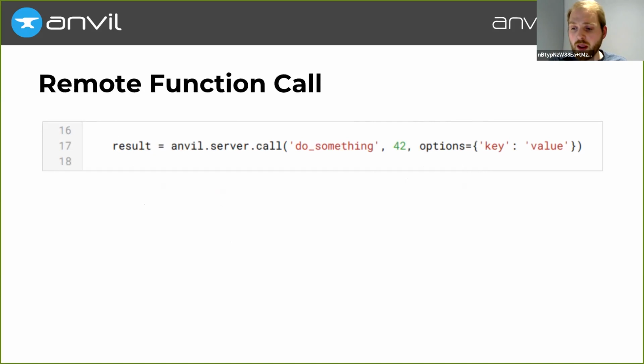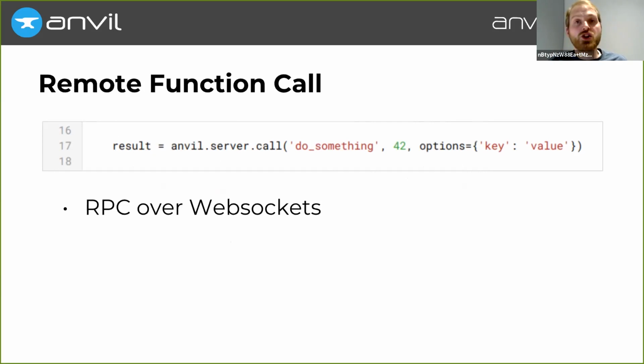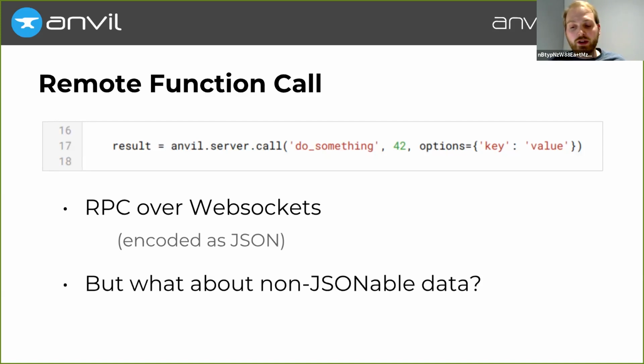So far, so good. The implementation is a remote procedure call, piped over WebSockets, and all the arguments and return values are, well, the easy ones are encoded as JSON, and that's okay for all the things that can be encoded as JSON, like the example you see here. But of course, there is also non-JSONable data. Specifically, you've seen me passing database rows and search queries around like they were nothing. So this is obviously something we wanted to do.